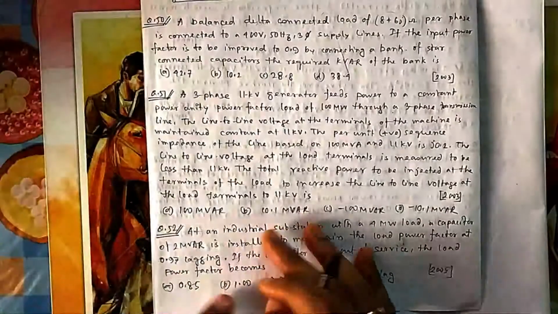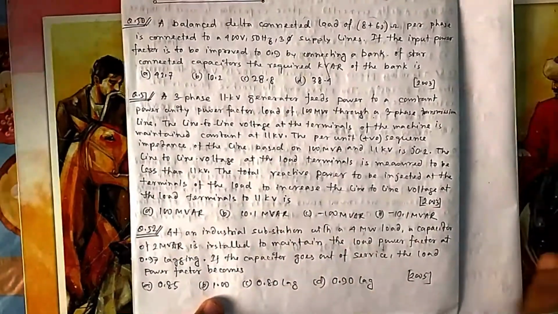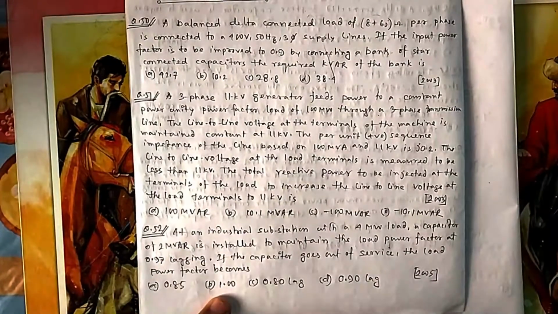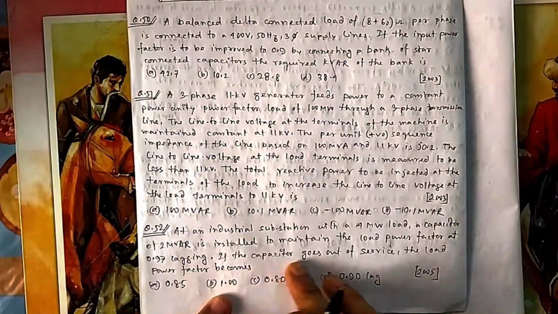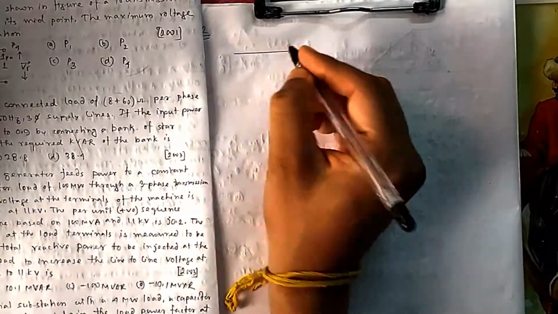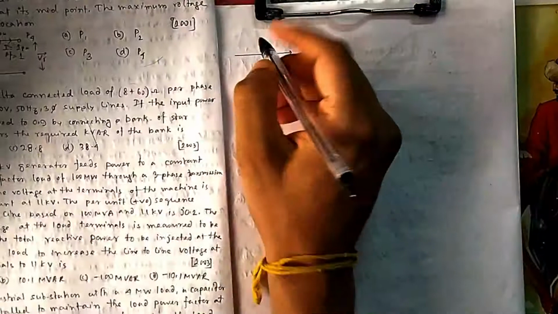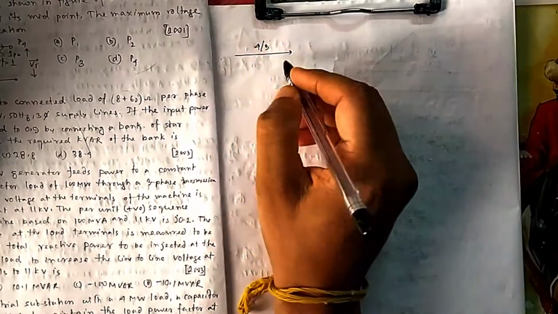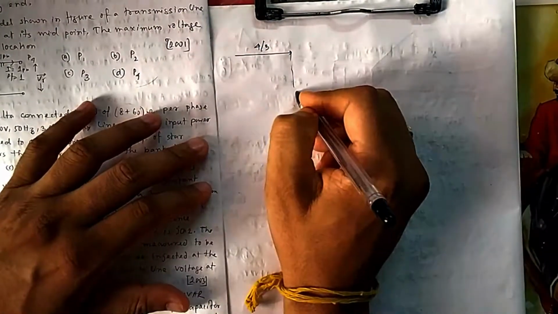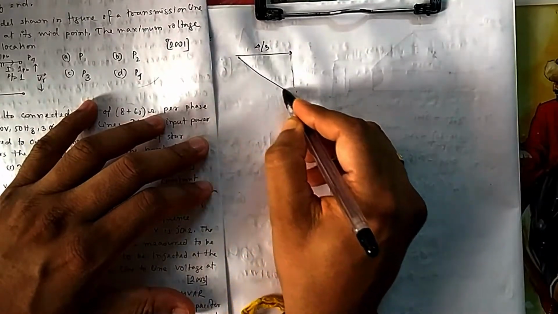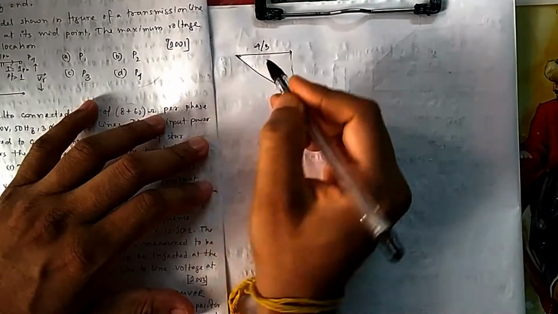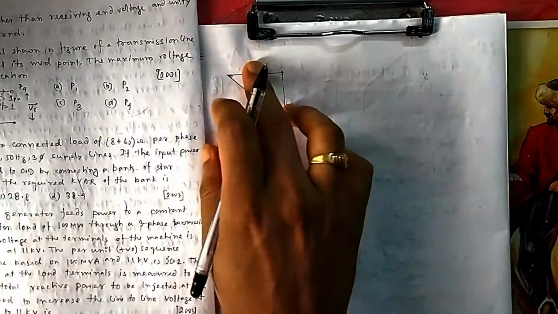Now if you come to 52, in an industry substation with 4 megawatt load, a capacitor of 2 MVAR is installed to maintain power factor at 0.97. If the capacitor goes out of service, then the power factor. So you can consider it per phase, or you can without per phase also it will go. Suppose this is 4/3 per phase I am considering. You can consider without per phase also. Ultimately, because ratio it will be same. Okay, for our practice, let us make it per phase basis.